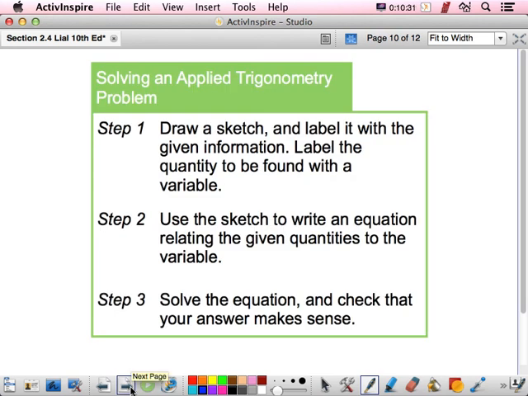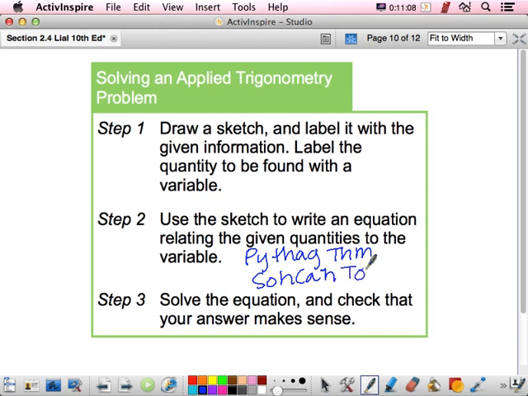Okay. So your book wants to tell you that they want you to draw a sketch and label it with the given information. Then they want to label the quantity to be found with the variable. And your sketches should probably be what shape? A right triangle, since that's what we're studying right now, and that's the majority of trig. So somewhere you need to get a right triangle drawn and get everything labeled. All right? Then you want to use the sketch to write an equation relating to the given quantities. Okay? That will either be the Pythagorean theorem or a SOHCAHTOA equation.